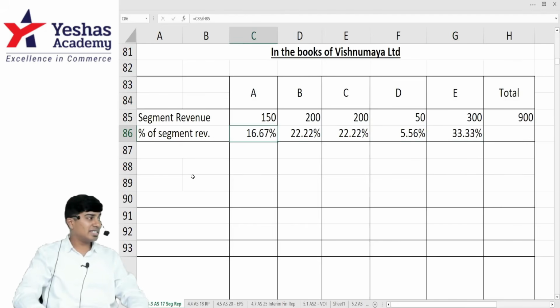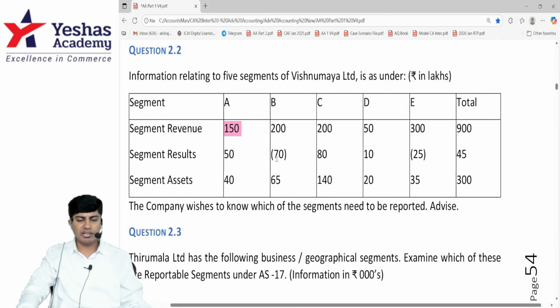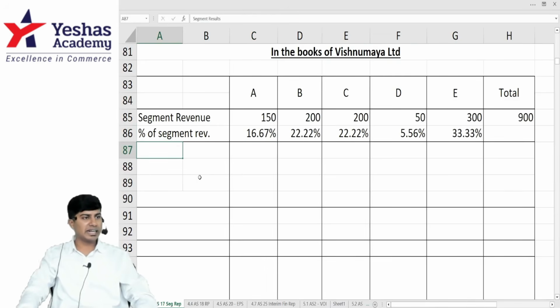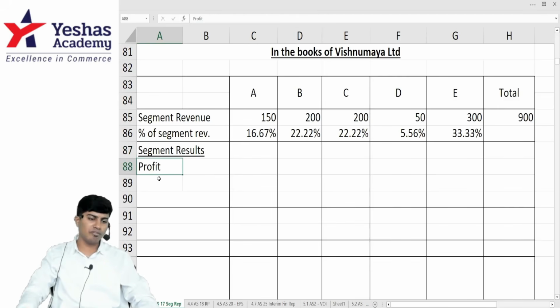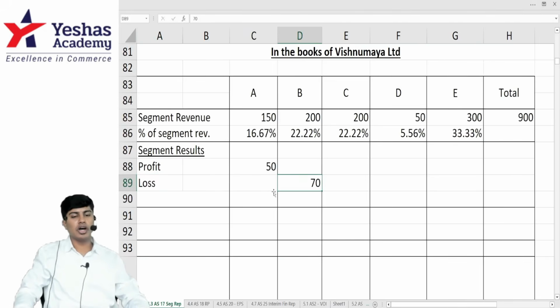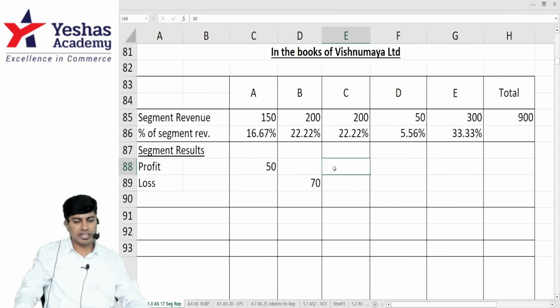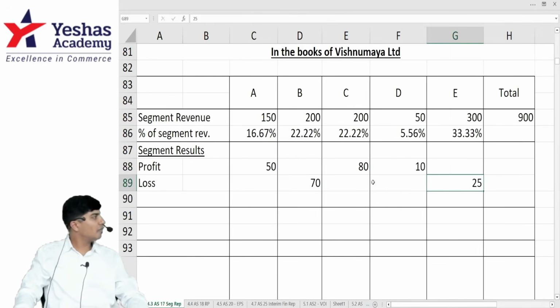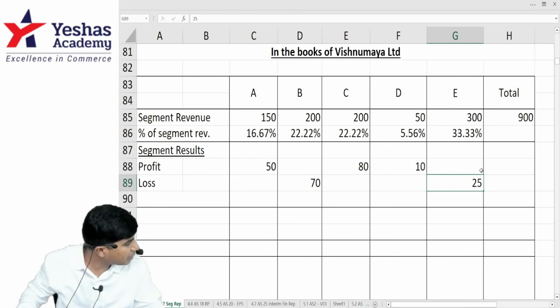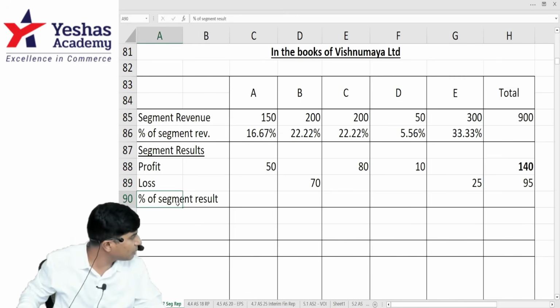Then we'll not decide right now what is reportable, what is not. We'll finish all criteria. Then I have result 50, 70 loss, 80, 10, minus 25. I'll write result. I'll have two columns, one for profit, one for loss. A, profit of 50. B, loss of 70. C, profit of 80. D, profit of 10. E, loss of 25. Now we'll take separately total 50 plus 80 plus 10, 140. 70 plus 25. Now I would write percentage.